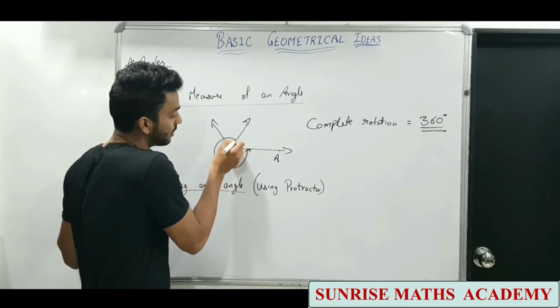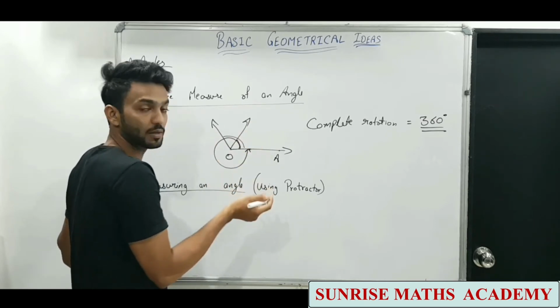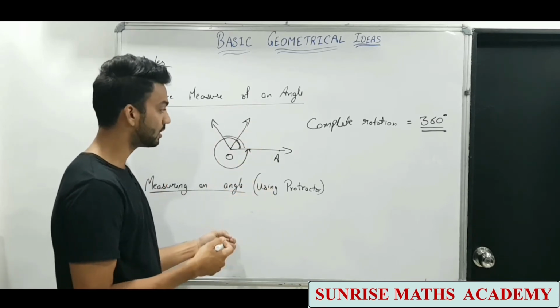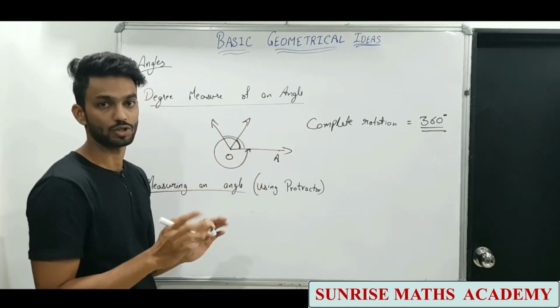So if we go from here to here, that will be some degrees. Then if we come from here to here, that will be some degrees. How to measure that we are going to see here. But understanding what is degree, that is 360 degrees. That is complete rotation.